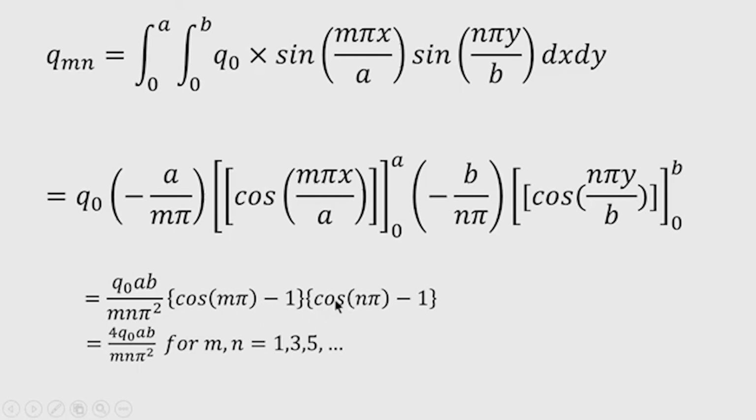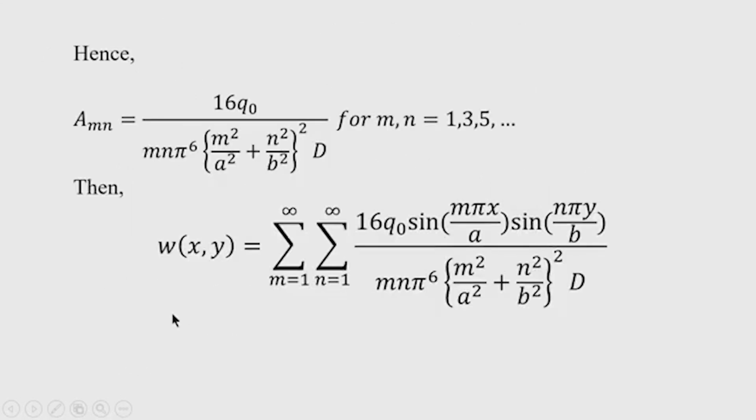So, ultimately the result is 4 Q naught A B, and then you are getting m n pi square, where m and n are integers. These m and n are only odd integers, so that integral value is non-zero. Otherwise, for even value of integers, that is m and n are even integers, then the integral will be 0. So, our q m n is now 4 q naught a b divided by m n pi square.